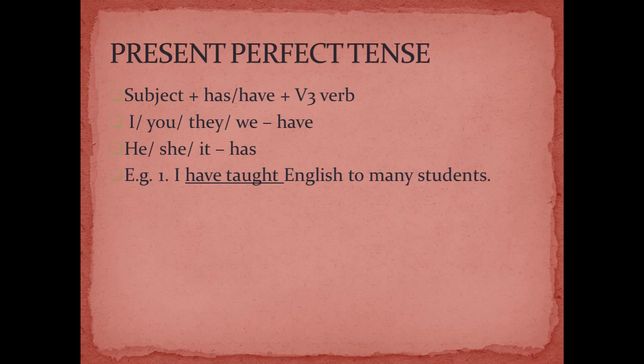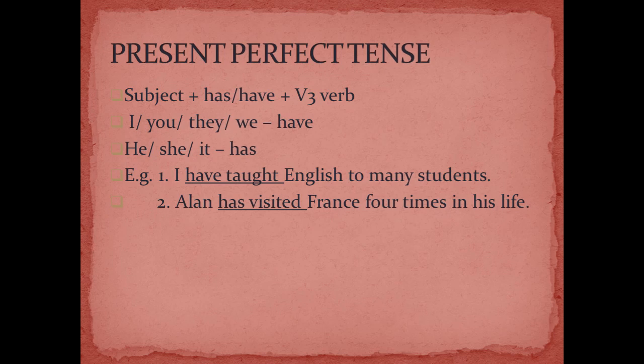See the example, Alan has visited France 4 times. It means in his life he has visited France 4 times. The time period is his life, which is not finished, still on. So here the time period is continuing or ongoing. So this is the first use of present perfect tense. We use present perfect tense to discuss experience in an ongoing time period.